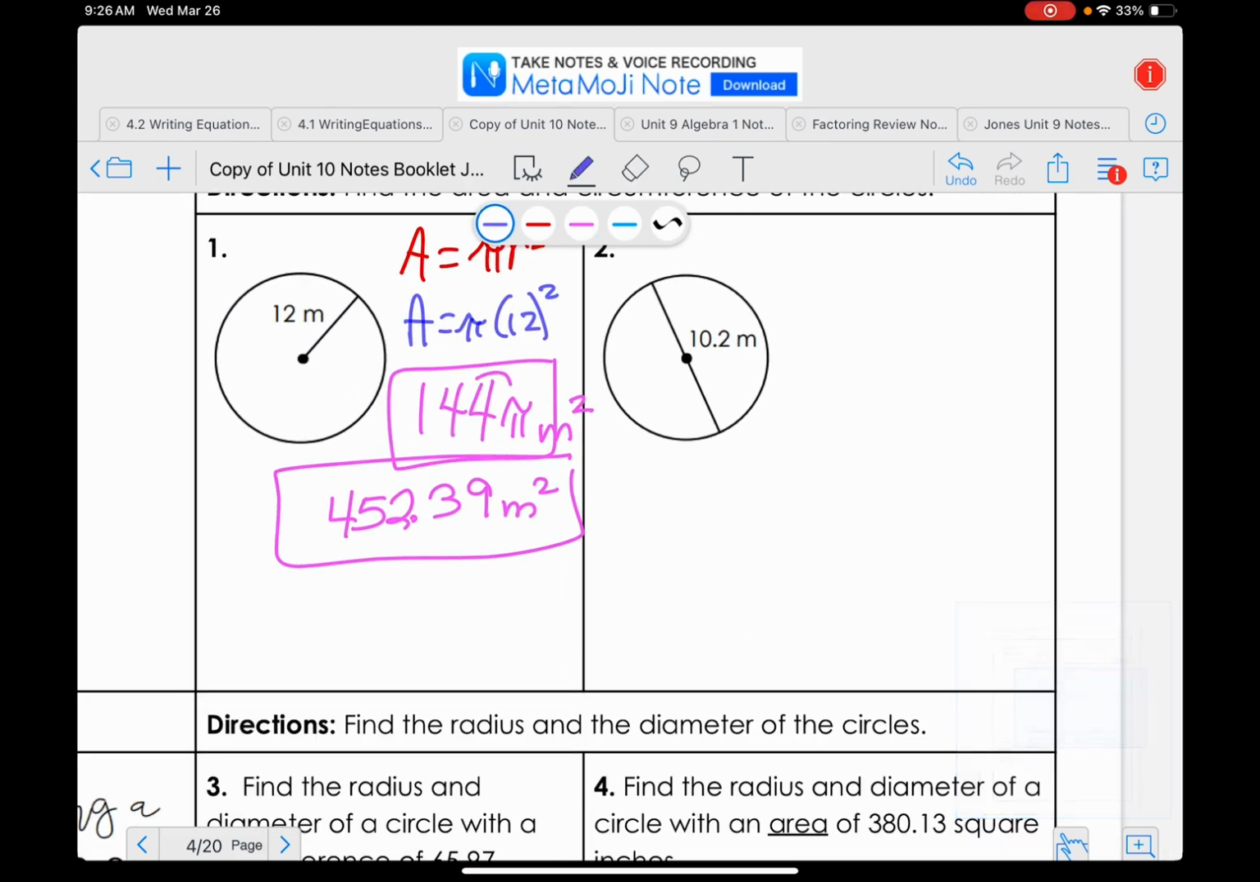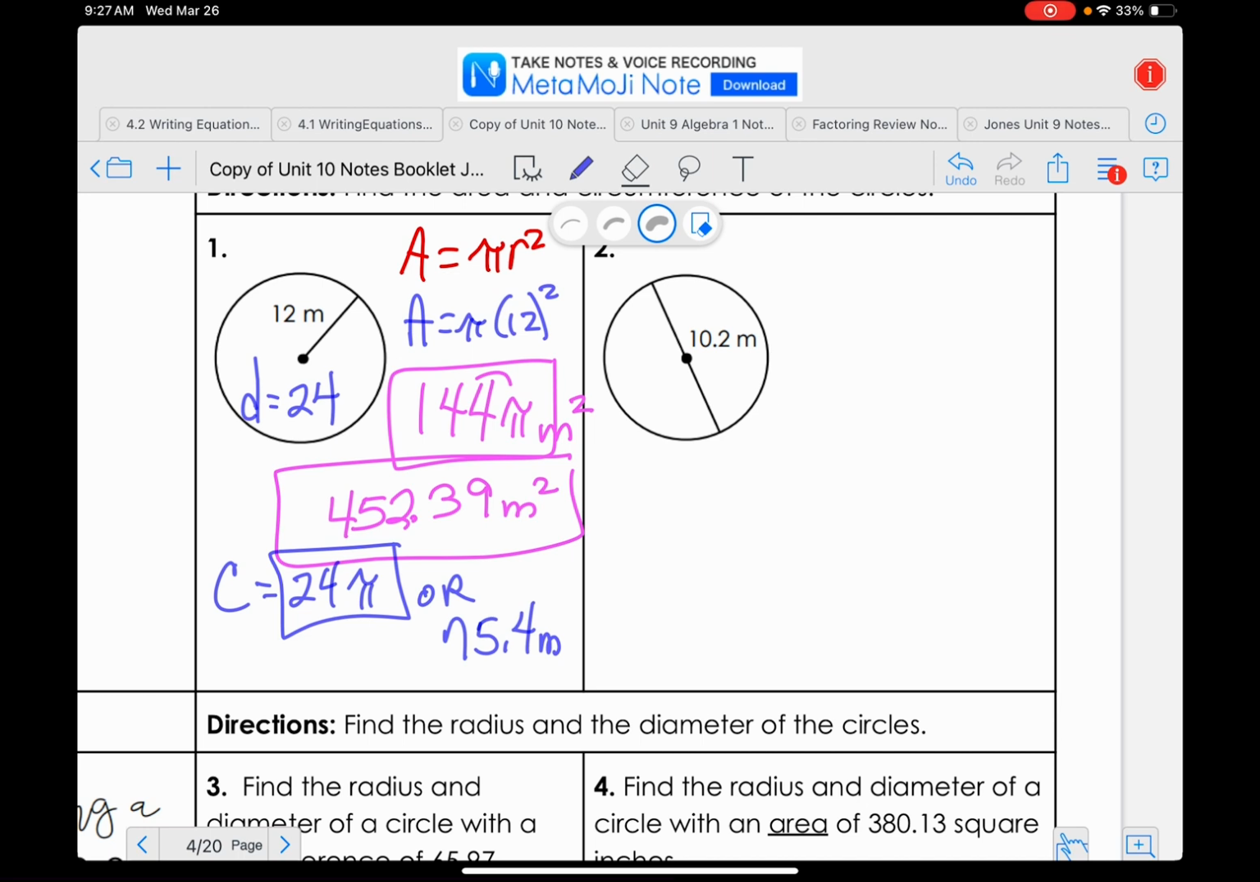Circumference, pi times the diameter. If the radius is 12, the diameter is 24. So the circumference would be 24 pi. Or we could put that in our calculator and get 75.4. Whoops, this one's not square. This one's a linear measurement. So just meters.